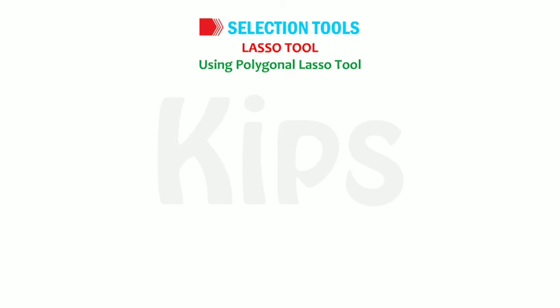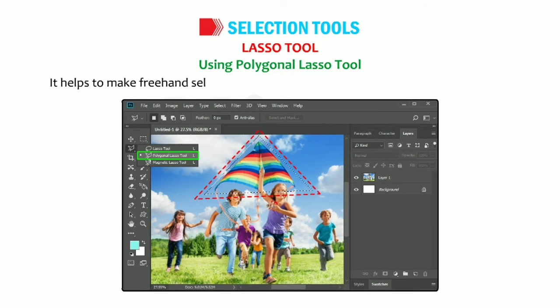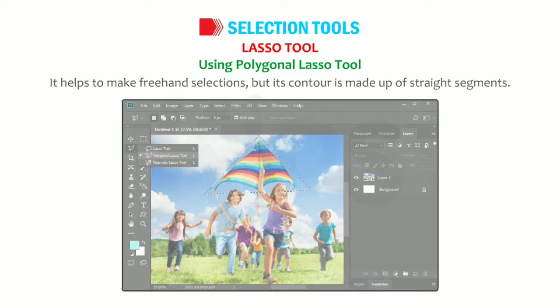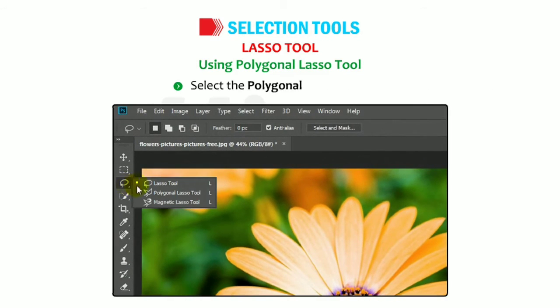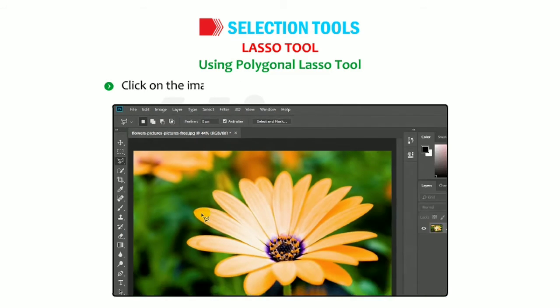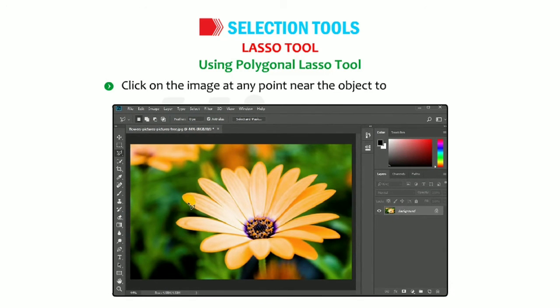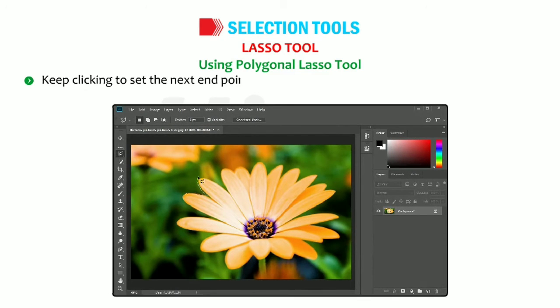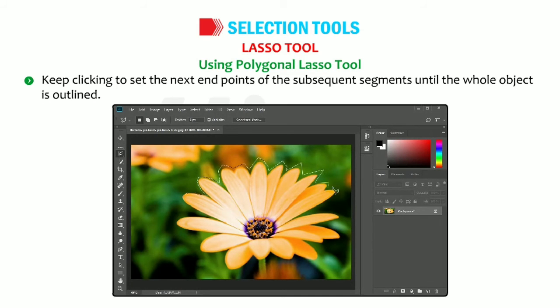Using polygonal lasso tool. It will make freehand selections, but it's made up of straight segments. Select the polygonal lasso tool. Specify the option using the options bar. Click on the image at any point near the object to be outlined. Click at the position where you want the first straight segment to end. Keep clicking to set the end points of the subsequent segments.